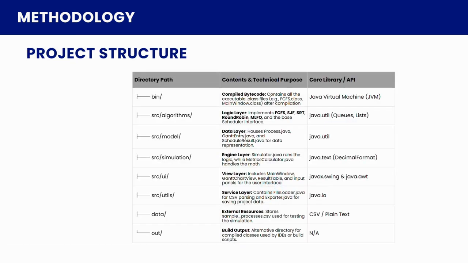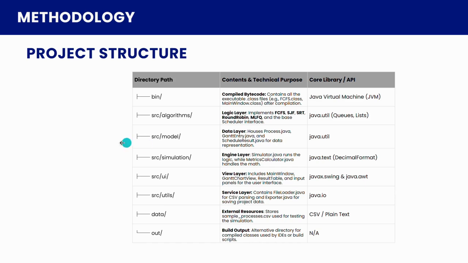And here's our project structure. So we basically have the first one, bin. Bin is basically the compiled bytecode, that means the class files after we compile. And the second one is src/algorithm. Src means source code, and algorithm means our algorithms. In there we have implemented FCFS, SJF (shortest job first), SRT (shortest remaining time), round robin, and MLFQ, and also the base scheduler interface.